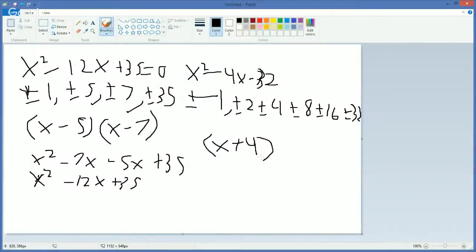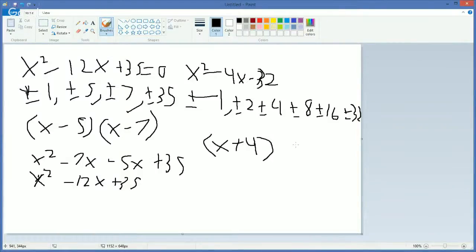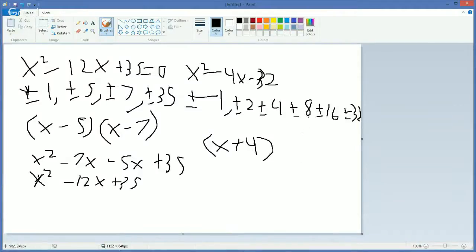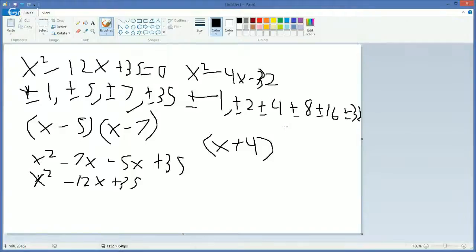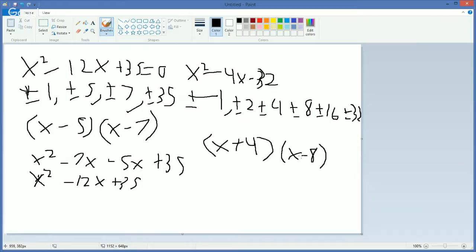So now we have to figure out what multiplies with 4 to get negative 32, but adds to get negative 4. That should be relatively easy because we know that 4 plus negative 8 equals negative 4, and 8 times 4 is 32. So that'll be x plus 4, x minus 8.